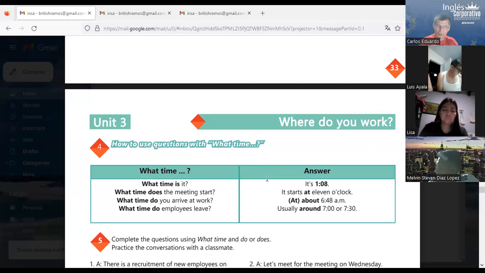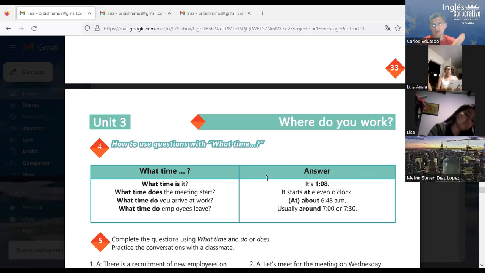Page 34, it says, how to use questions with what time? I say what time and the answer. It says, what time is it? It's 8 past 1, or it's 1:08. What time does the meeting start? Does, why does? Because meeting, it. It starts at 11 o'clock.